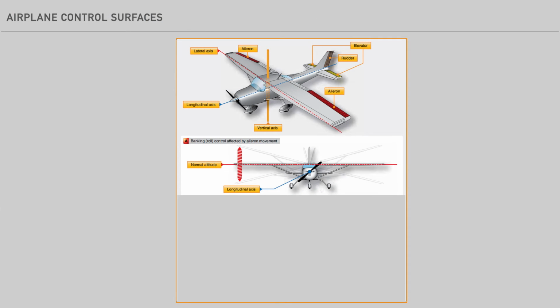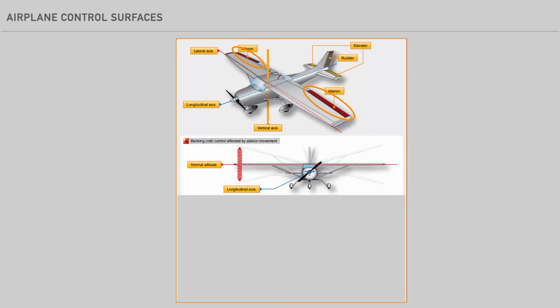The longitudinal axis of the airplane runs from the tip of the spinner to the tail. The lateral axis runs from wingtip to wingtip, and the vertical axis runs up and down perpendicular to the other two reference lines. Theoretically, all three lines pass through the center of gravity about which movement occurs.